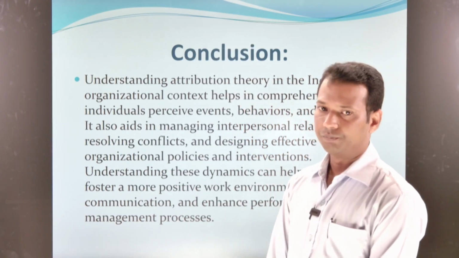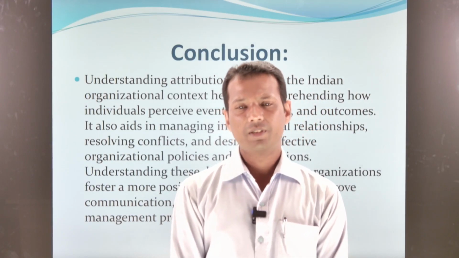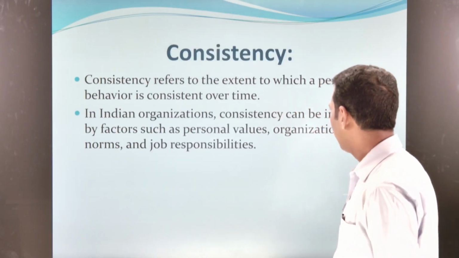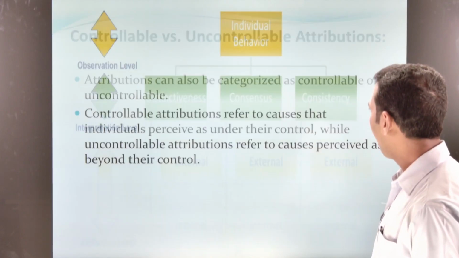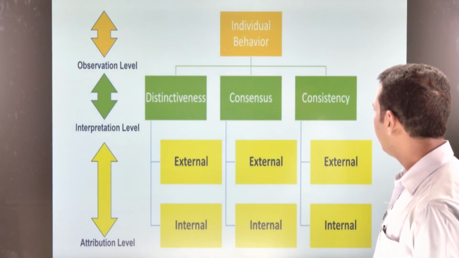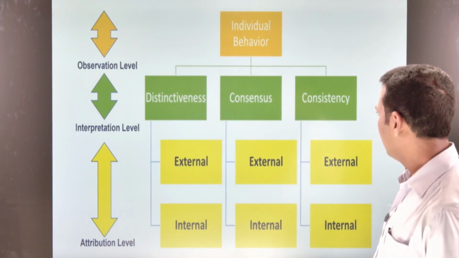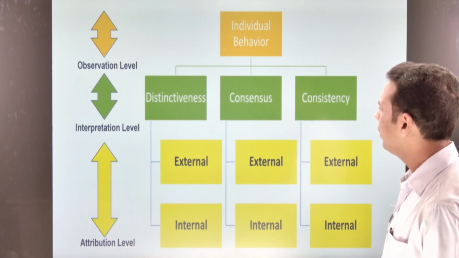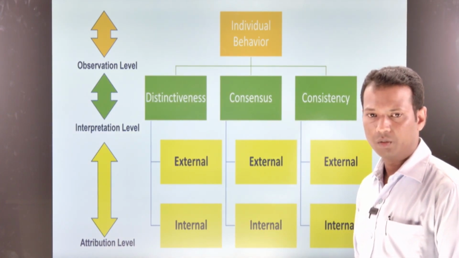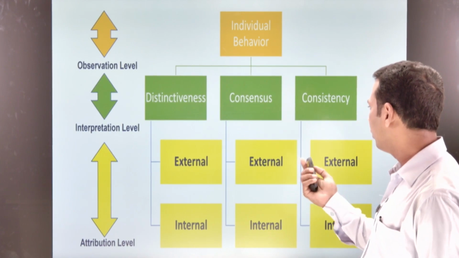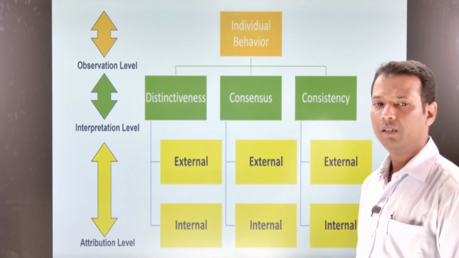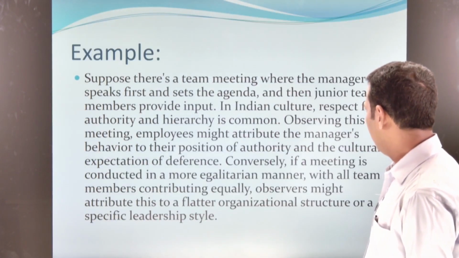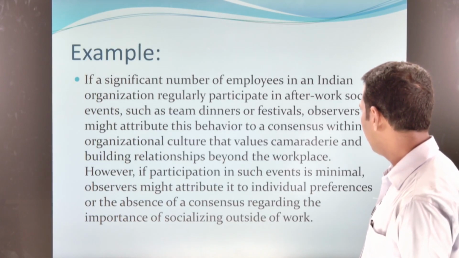In conclusion, now we have seen all the slides. These are distinctiveness, consensus, consistency. These are the interpretation levels. Okay, attribution levels, it can be external or it can be internal. So with this we have gone through all the slides.